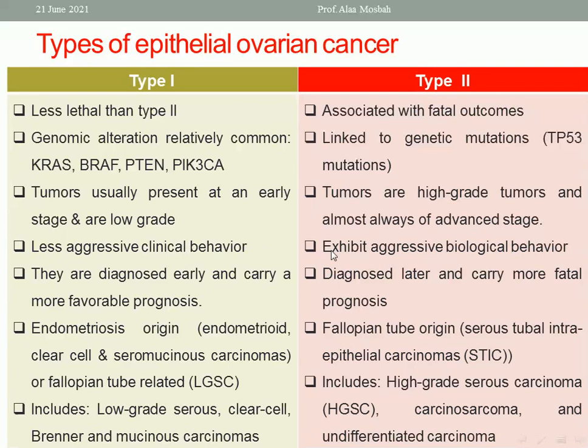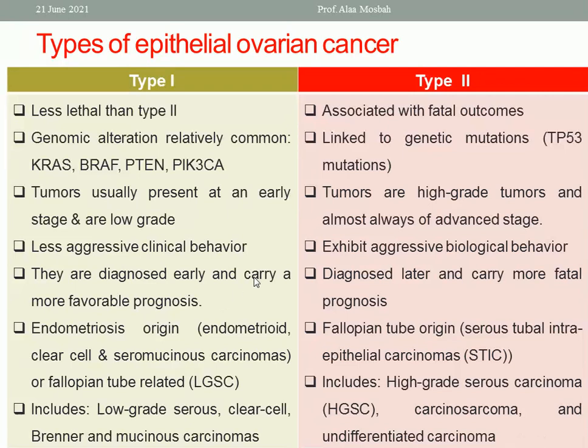What about gene mutation? Genomic alterations, relatively common, KRAS, BRAF, PTEN in type 1, while type 2 is linked to genetic mutation, TP53 mutations. Okay? Tumors in type 2 are high grade. But tumors in type 1 usually present at an early stage and are low grade.